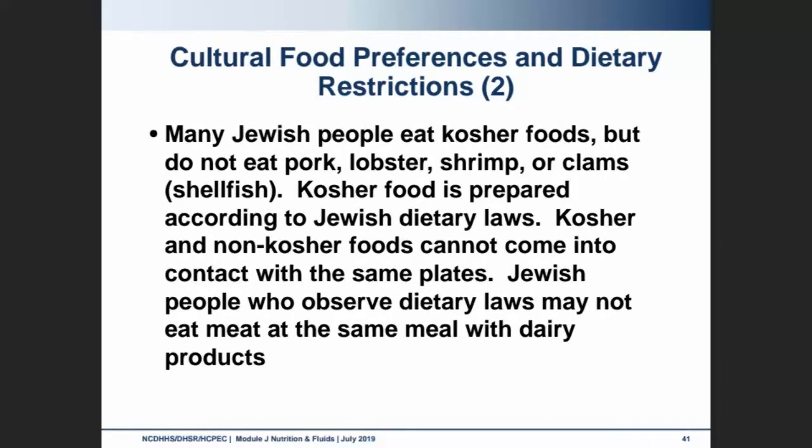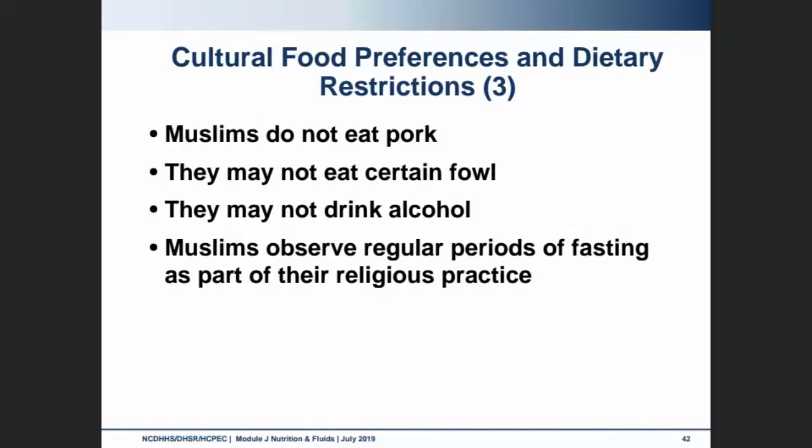Many Jewish people follow a kosher process for preparing their food. They may not eat pork, lobster, shrimp, or clams. And kosher food is prepared according to Jewish dietary law. So in that case, kosher and non-kosher foods cannot come in contact with each other on the same plate. Jewish people will also not eat meat on the same day or same meal that they eat dairy products. Some other examples, many Muslims do not eat pork. They may not drink alcohol, and it's important that they reserve, for religious reasons, fasting periods. So we need to be respectful of those religious practices as well.